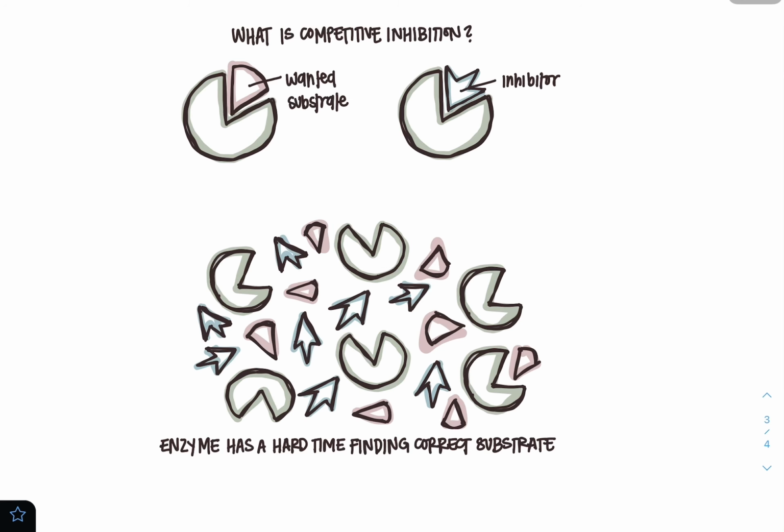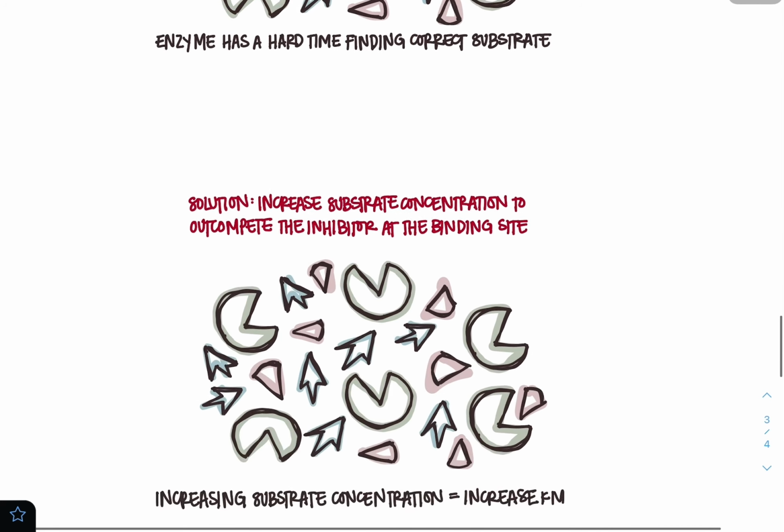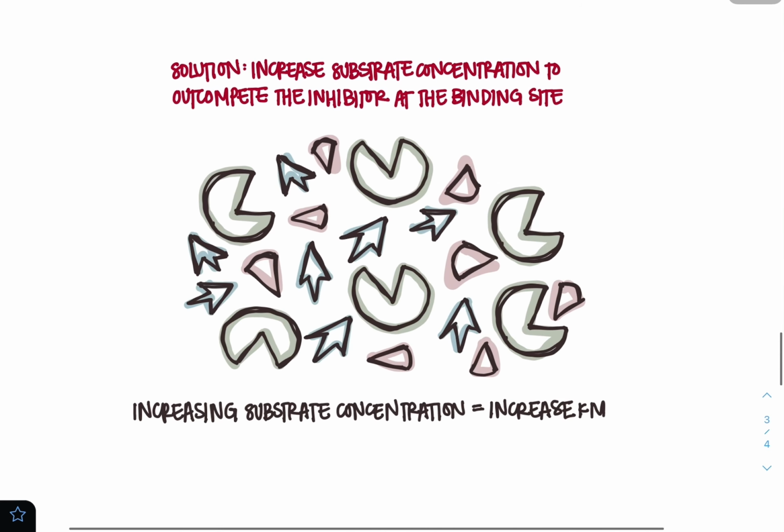So what is the solution? Well, the solution is to increase substrate concentration so that it can outcompete the inhibitor at the binding site. So when you're increasing substrate concentration, it increases the likelihood that it's going to bind at the active site rather than an inhibitor binding at the active site. So when you increase substrate concentration, you are also increasing Km.